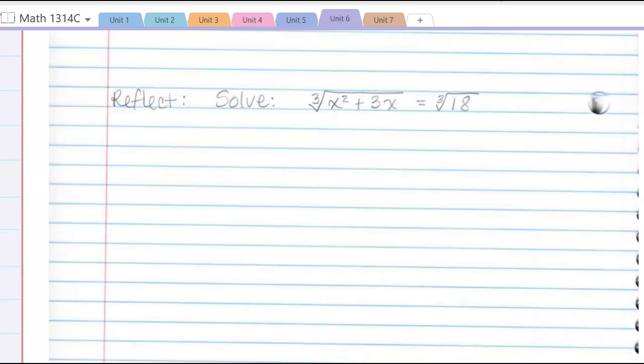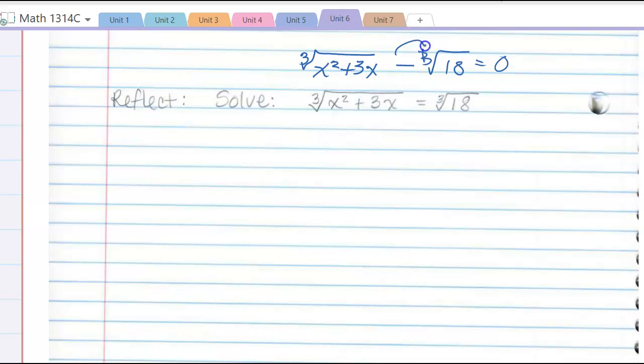Now let's turn our attention to the reflect for the page. After the lecture videos, you will be able to solve radical equations, such as this one. Also, I want to mention that this radical equation could have also been written as the cube root of x squared plus 3x minus the cube root of 18 is equal to 0.